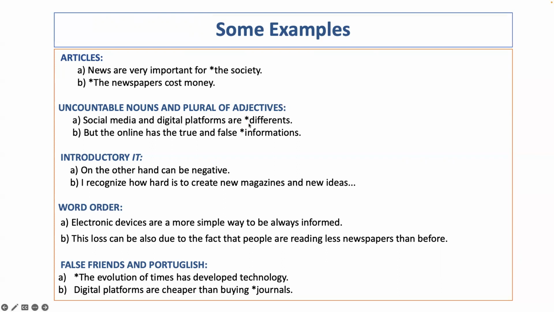Uncountable nouns and plural of adjectives. The main issue here is that adjectives in Portuguese take plural forms, rather than in English. So this interference is common. Introductory it, which is omitted in Portuguese and not in English. Word order, particularly adverb word order, for example after the verb to be or can. And then some false friends mistakes, like the evolution of time, or journals, because in Portuguese you say jornais for newspapers, and this becomes a false friend when transferred into English.